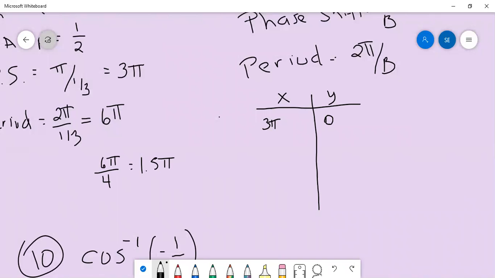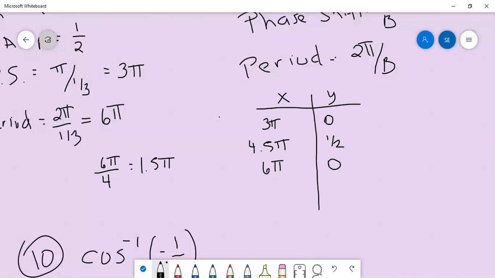So we want to add 1/4 of our period to this 3 pi. So we add 1.5 to that. We get 4.5 pi. Now here we're going to be at our amplitude. Usually sine at 1/4 way through would be at 1. Our amplitude's 1/2, so this is going to be 1/2. We're going to add another 1/4 period. That's 1.5 to this. This brings us to 6 pi.